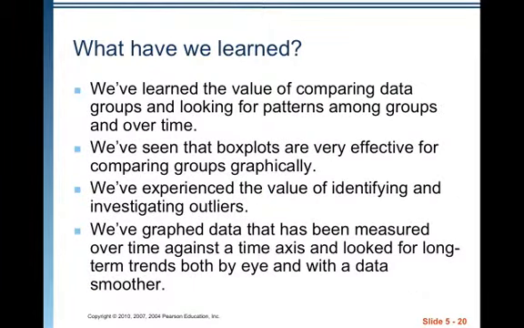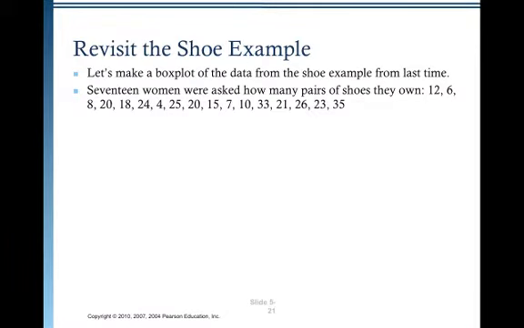What have we learned? We've learned the value of comparing data groups and looking for patterns among groups and over time. We've seen that box plots are very effective for comparing groups graphically. We've experienced the value of identifying and investigating outliers. We've graphed data that has been measured over time against a time axis and looked for long-term trends both by eye and with the data smoother.